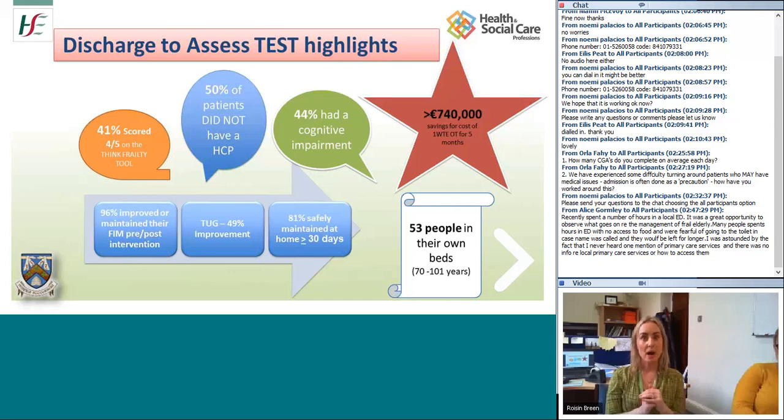And I suppose from the hospital point of view, for the whole-time equivalent of an occupational therapist, we were able to save the hospital €740,000.